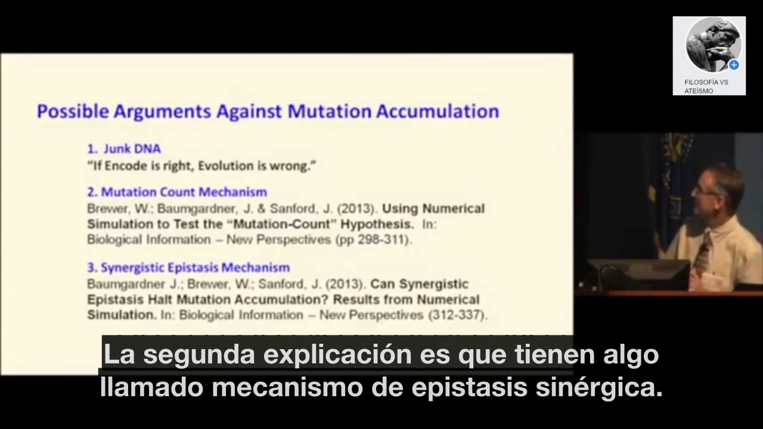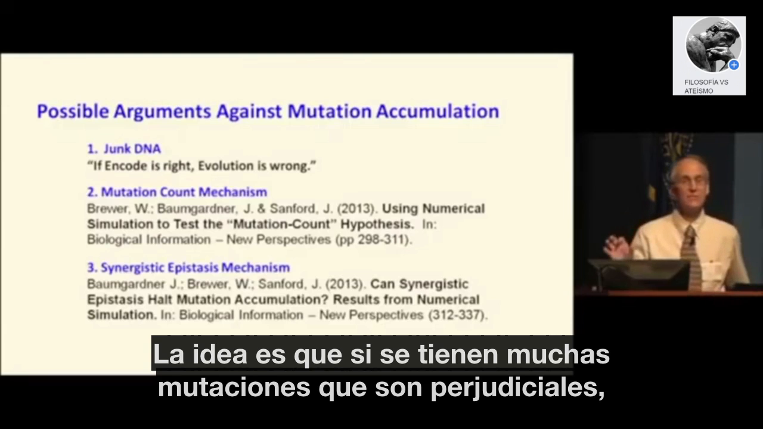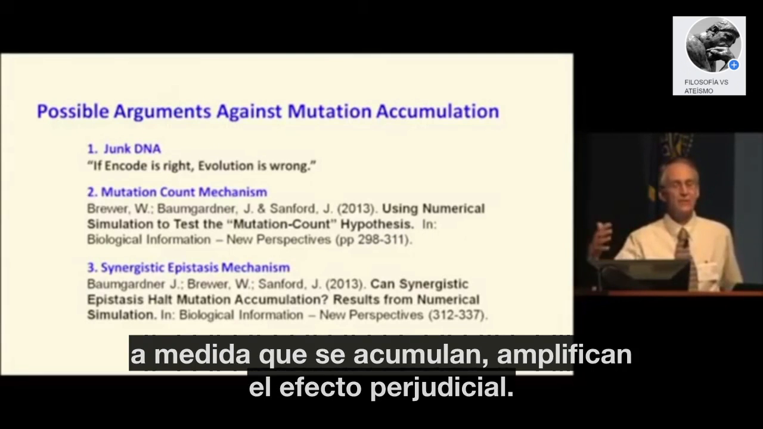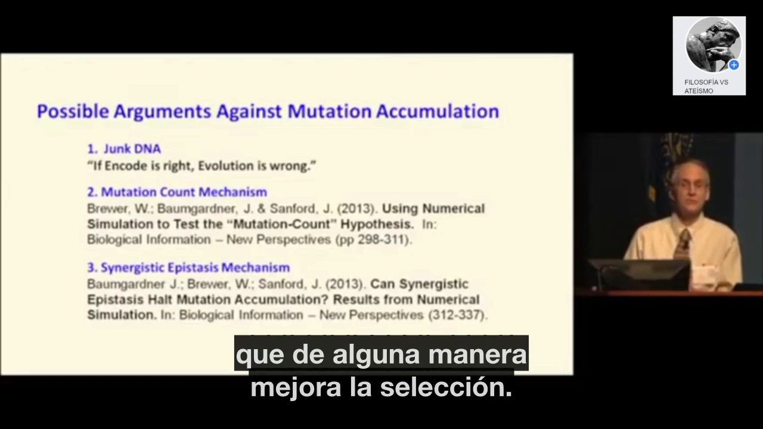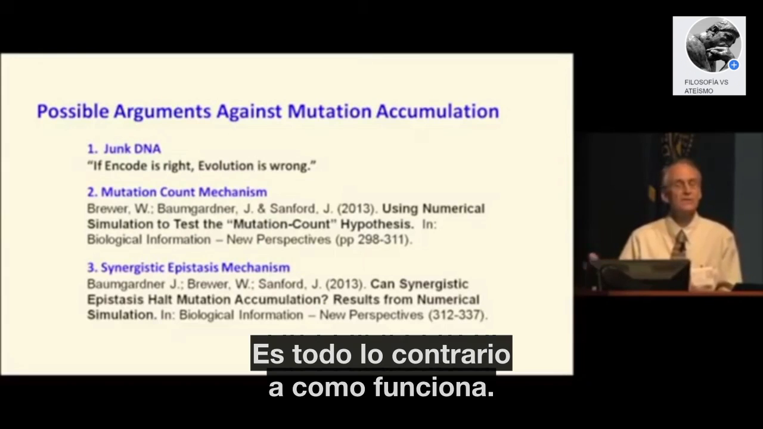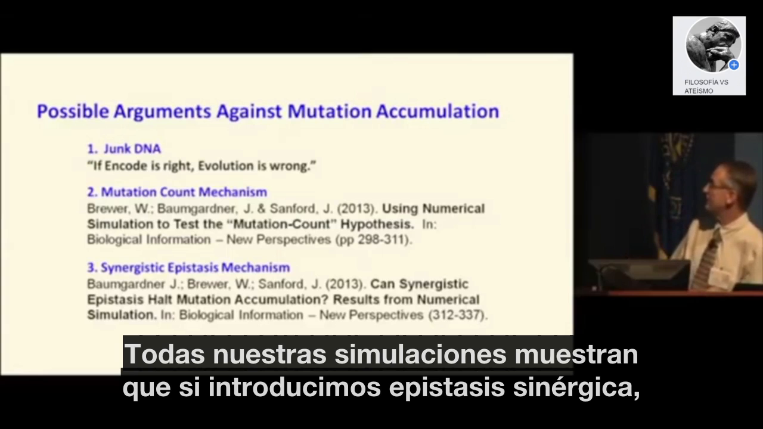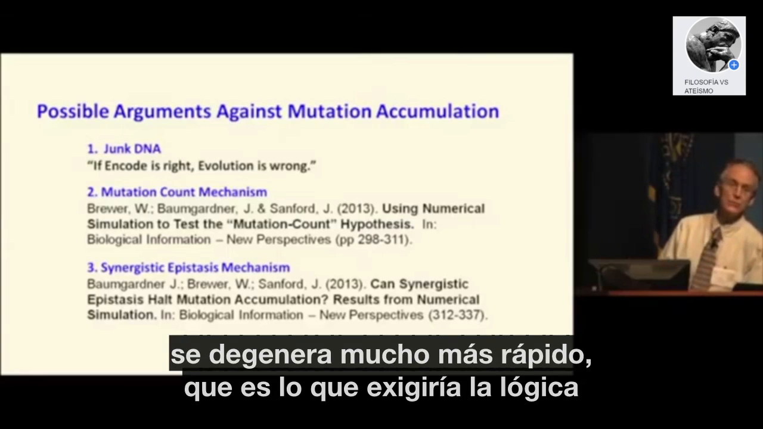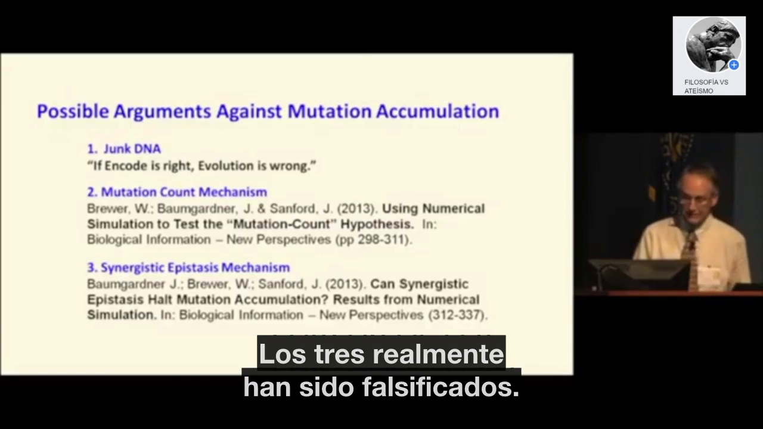The second explanation is something called the synergistic epistasis mechanism, and again, we've proven that it doesn't work. The idea is if you have lots of mutations that are deleterious, as they accumulate, they amplify each other's deleterious effect. The intensity of degeneration is so great that somehow it improves selection. It's just the opposite of the way it works. And somehow that helps. All of our simulations show that if we introduce synergistic epistasis, it degenerates much faster, which is what logic would demand, and populations go extinct quickly. All 3 of these really have been falsified.